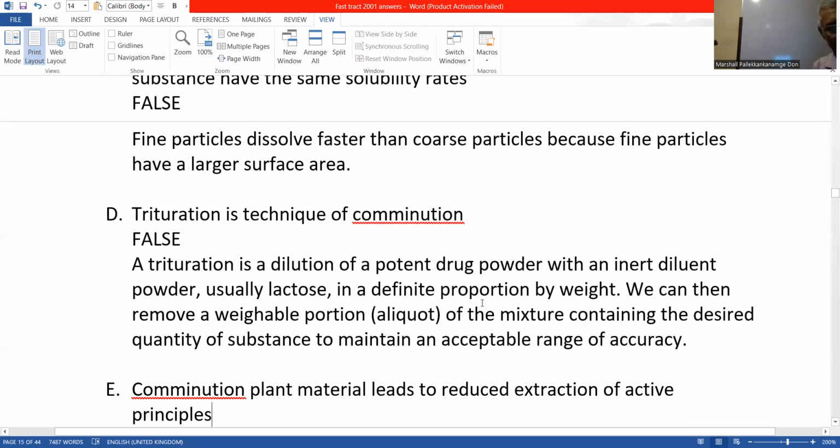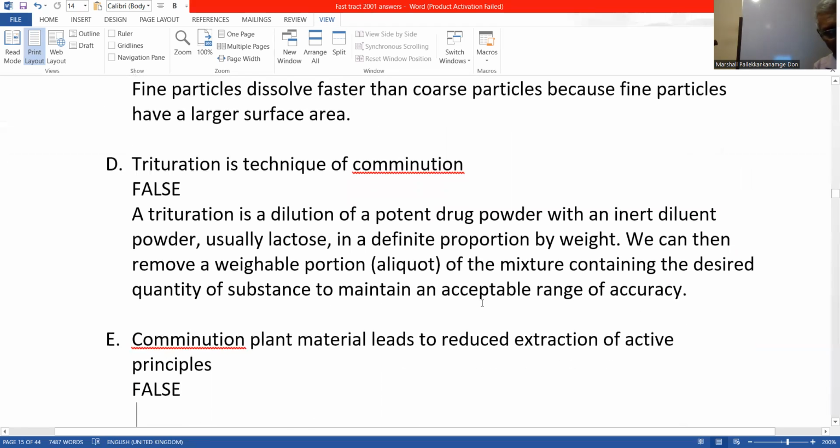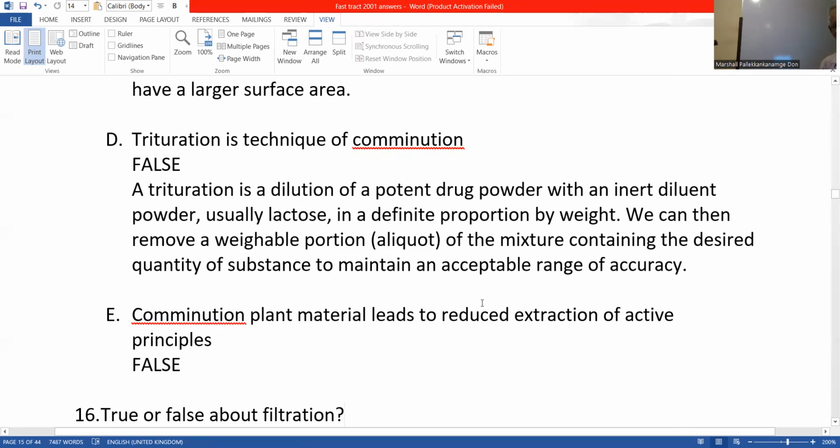Trituration is a technique of comminution. Trituration is mixing two solids. So it is not a comminution.